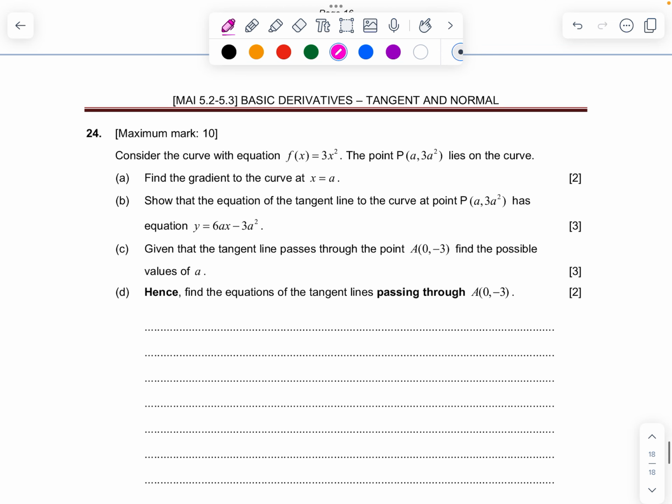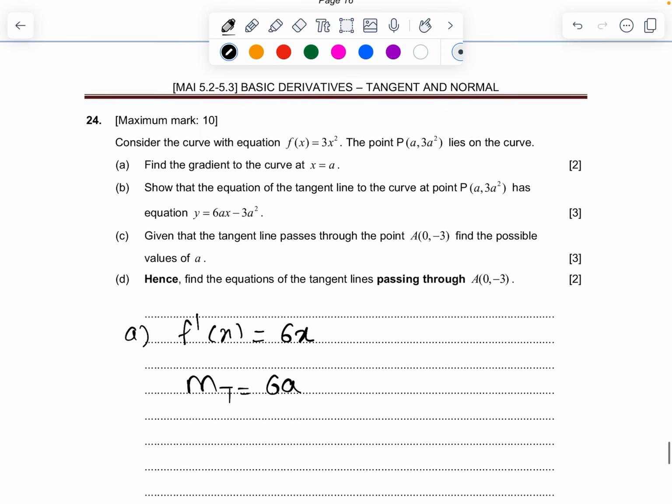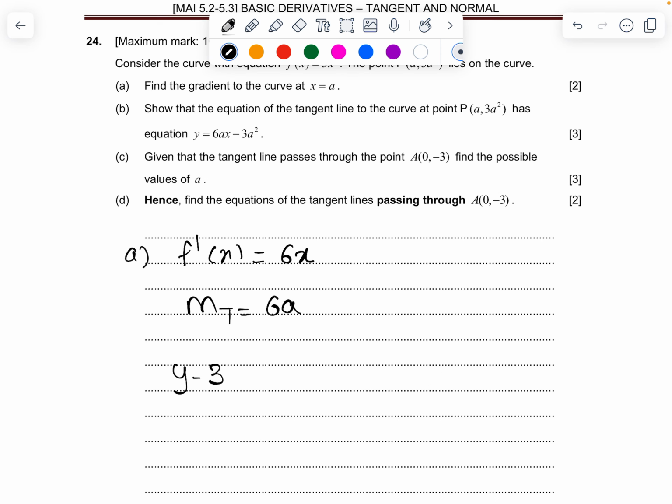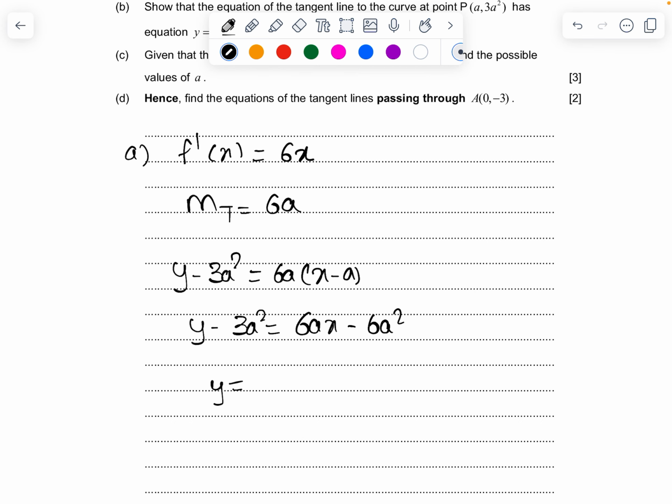Question number 24. Consider the curve with an equation f of x. The point A lies on the curve. Find the gradient at x equals a. So what is f prime x? f prime x equals 6x. So the gradient of the tangent is 6 times a, 6a. So the equation will be y minus y1 equals m times x minus x1. y minus 3a squared equals 6ax minus 6a squared. So y equals 6ax minus 3a squared.